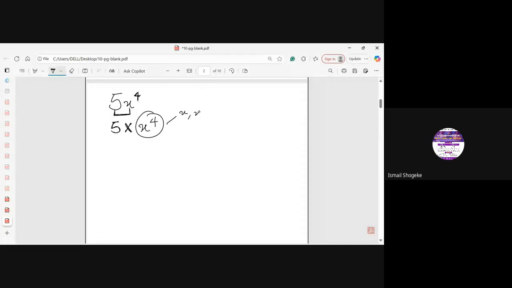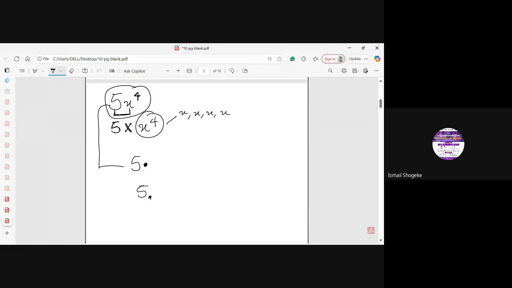So we can break it like this. This x power 4, we can decide to drop it into x, x, x, x, 4 places. So if we decide to dissect 5x power 4, it's going to be 5 times x times x times x times x. Now I can use this dot as times in further mathematics. So don't be surprised. This is a dot, and this is a decimal point. This one is not a decimal point. If you put it down like this, it's decimal.